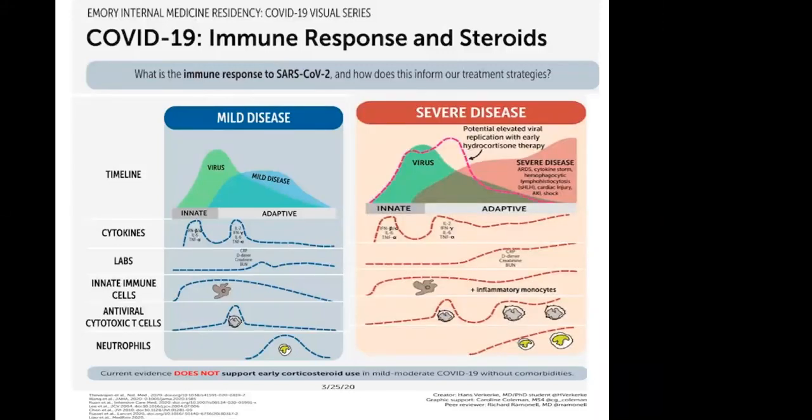In cases of severe disease, it was noted that patients continue to have an exaggerated adaptive immune response. Viral replication continues. And then your interleukin-6 and other pro-inflammatory markers would continue increasing nonstop. And then patients would present with severe disease, ARDS, cytokine storm, hemophagocytic lymphohistiocytosis, with cardiac injury, high troponin, D-dimer, eventually ending up with shock.